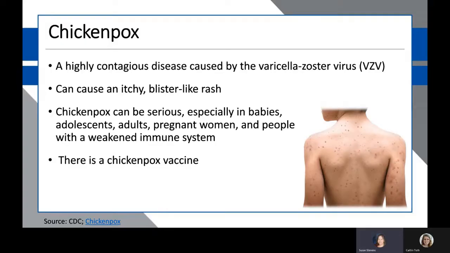Chickenpox is a highly contagious disease caused by the varicella zoster virus, VZV. It can cause an itchy, blister-like rash, and it can be very serious, especially in babies, adolescents, adults, pregnant women, and people with a weakened immune system. There is a chickenpox vaccine today.